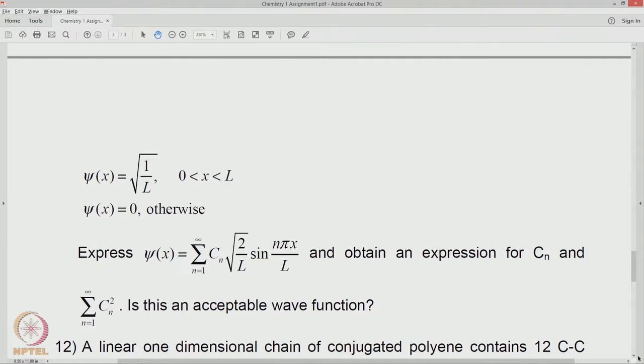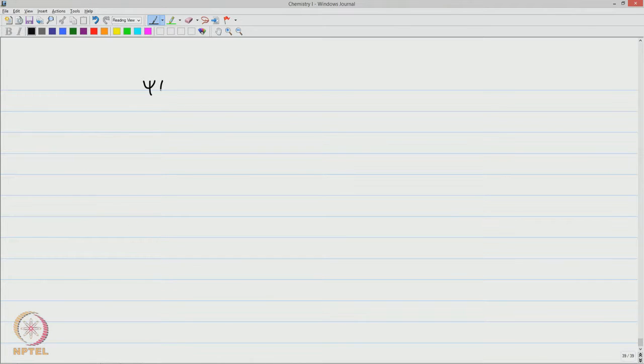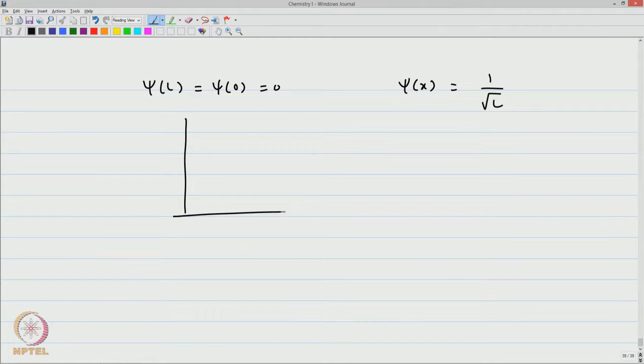Given the fact that this wave function satisfies the boundary condition, namely psi of L and psi of 0 is 0, psi of x is 1 by square root of L. So, what this function looks like is that, and this value is 1 by root L, as close to the edge as possible, and at the edge the potential is infinite, it goes to 0. Okay. So, this is the function given.